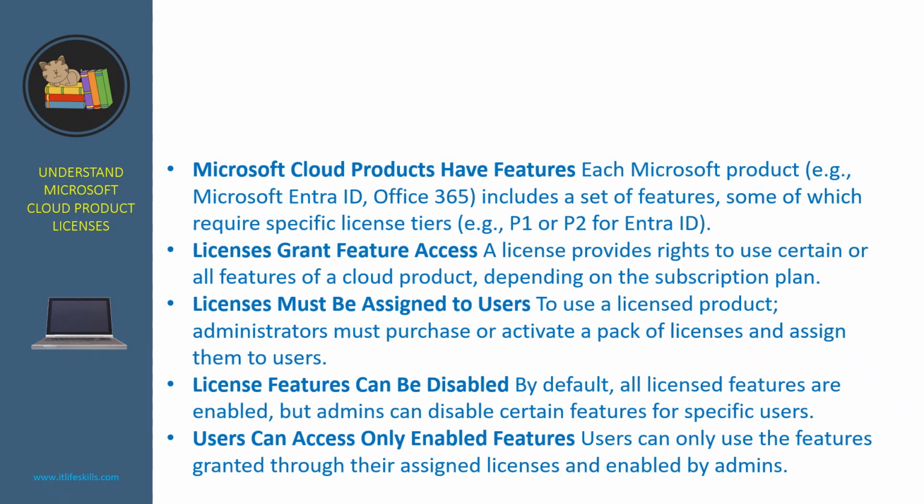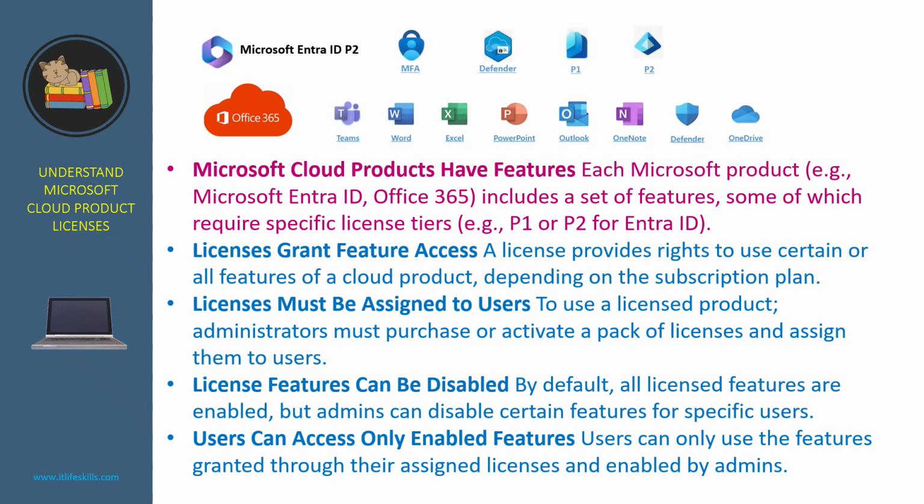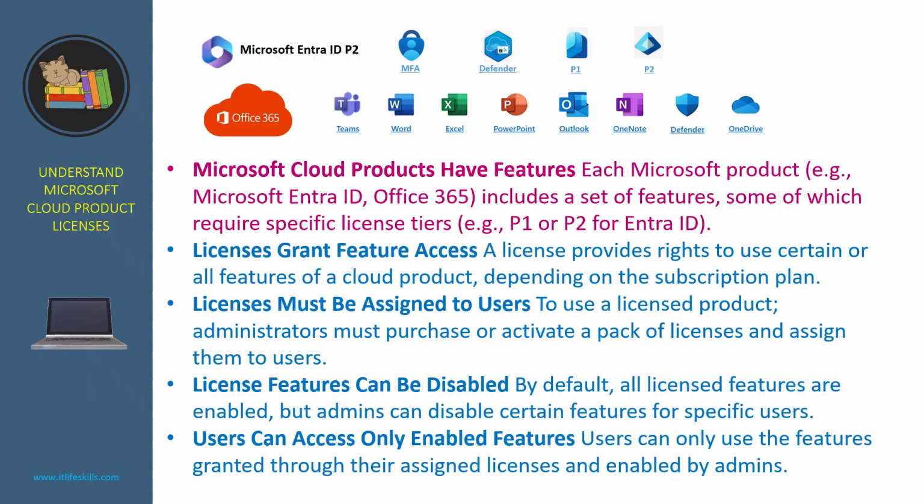As you know, each Microsoft product, for example, Microsoft Entra ID or Office 365, includes a set of features, some of which require specific license tiers. For example, P1 or P2 for Entra ID. In order to use a product feature, you have to have a license. A license provides rights to use certain or all features of a cloud product depending on the subscription plan.